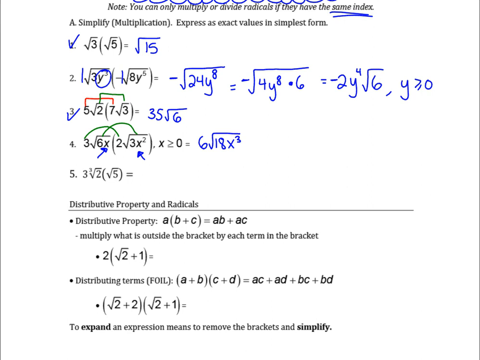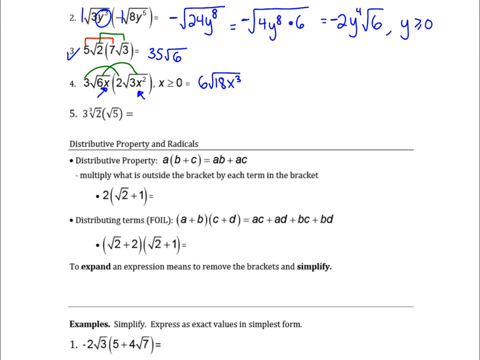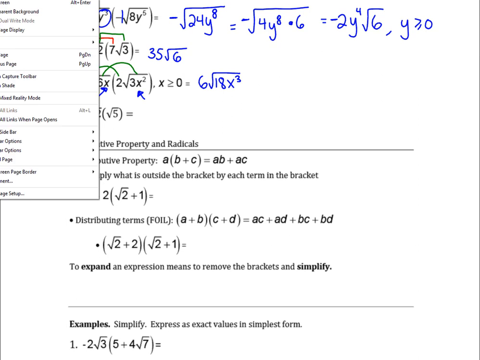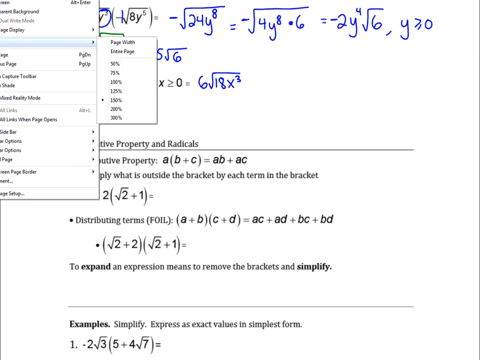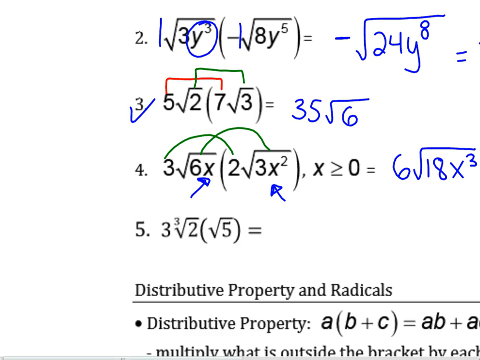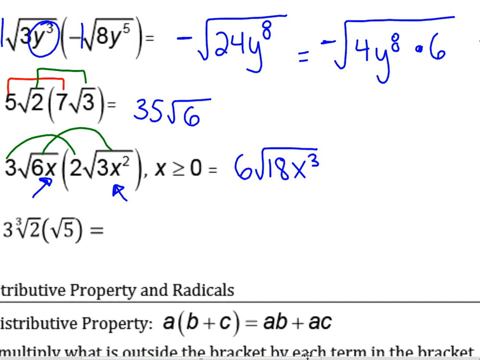Can you combine these? What's wrong with that? Let's make it larger. What's wrong with my last one? What did I miss to do? Reduce. So we can simplify 18 by going 9 times 2. And can you simplify x cubed? Can you square root the x cubed? If you had x squared, how many x's are left over? Just 1.